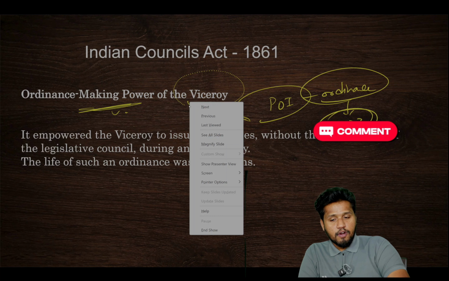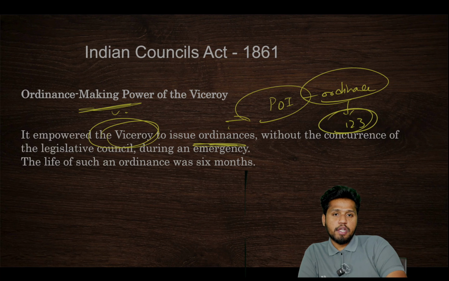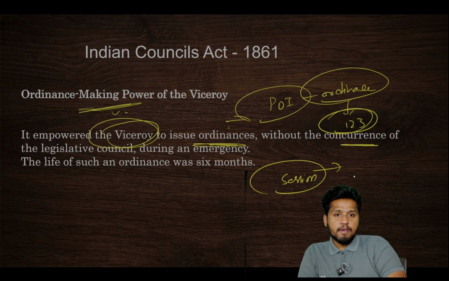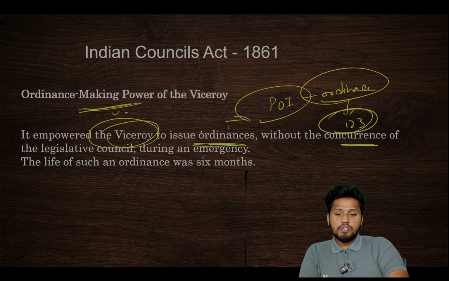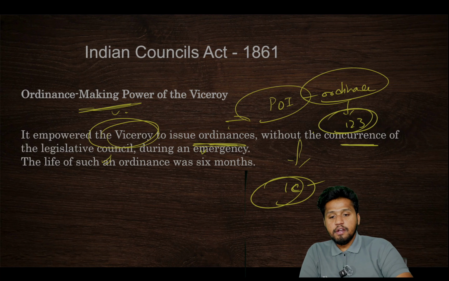Talking about the ordinance making power of the Viceroy, what is it? This Act of 1861 gave power to the Viceroy to issue ordinances when the Legislative Council was not in session and at the time of emergency. It empowered the Viceroy to issue ordinances without the concurrence of the Legislative Council during an emergency. At the time of emergency, he does not need to contact the Legislative Council to decide whether to implement it or not. He can do it on his own. That is ordinance making power.